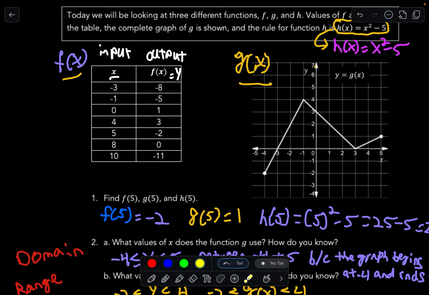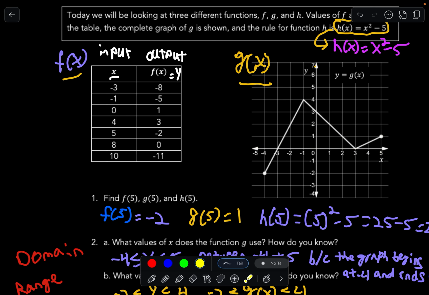g evaluated at 5. Since g is the graph, you have to look along the x-axis for 5, which is all the way over here on the edge. And then we see what the value is, and you see it's 1. So g evaluated at 5 equals 1 from the graph.